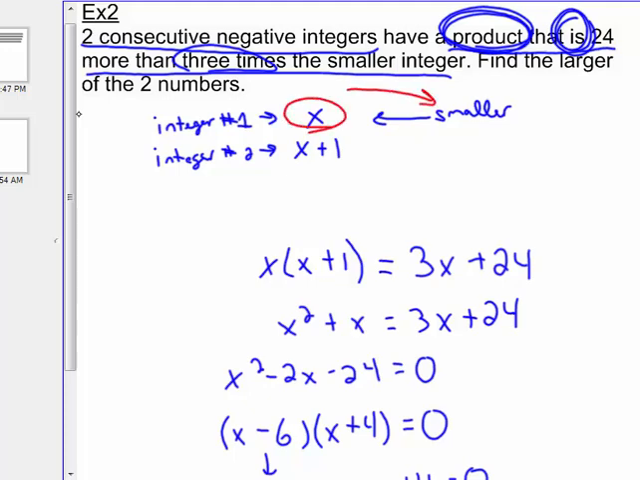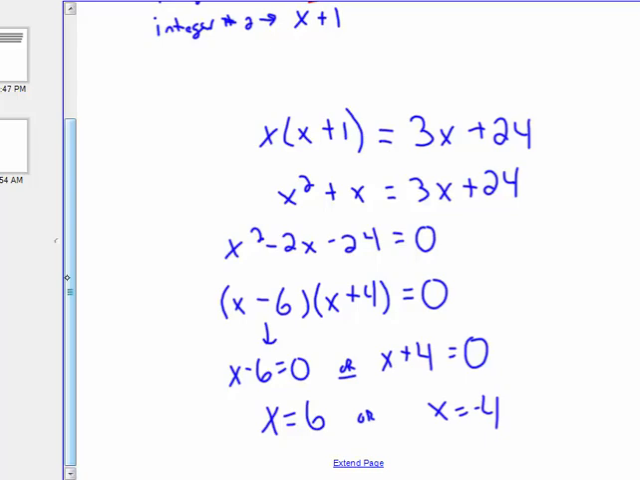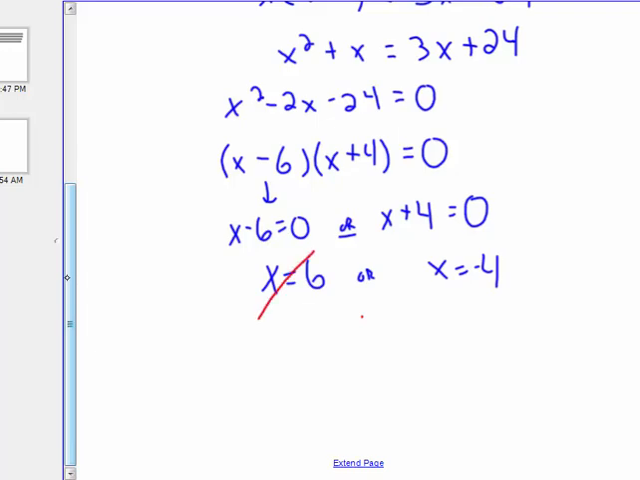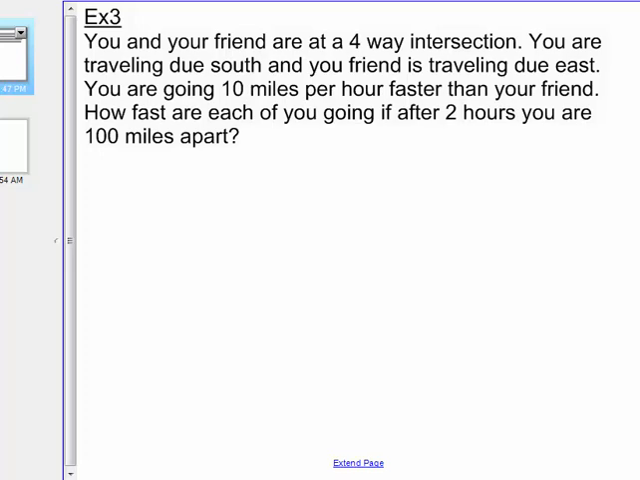So, that doesn't make sense. That's not negative. So it can't be 6. What does it have to be then? It has to be negative 4. Now, what did I want to find? I wanted to find the larger of them. Which is the larger of them? So if it's x, what's the larger one? X plus 1. So the answer would be negative 3. That's the one I'm looking for.